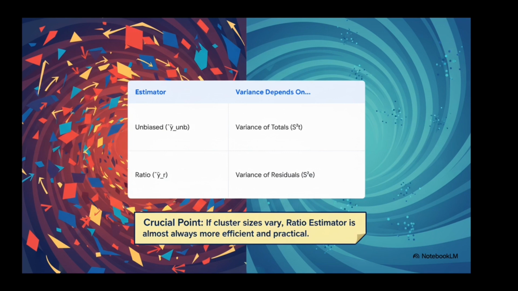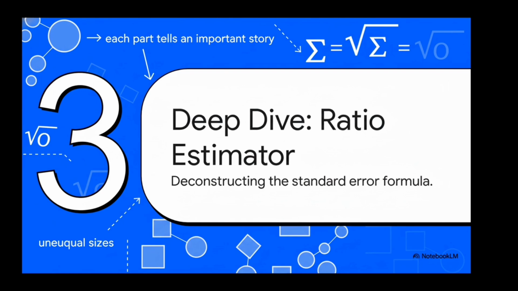Now, what's a residual? Think of it like the surprise factor for each cluster. It's the difference between its actual total and what we'd predict its total would be, just based on its size. When size and total are strongly connected, those surprises are really small, which makes our overall variance shrink a lot. Now, to actually use this and build confidence intervals, we've got to get comfortable with its standard error formula. I know it looks complicated, but trust me, each little piece tells an important part of the story.